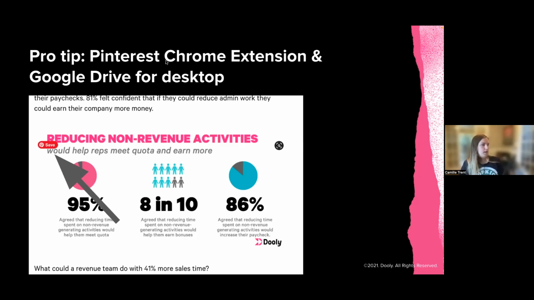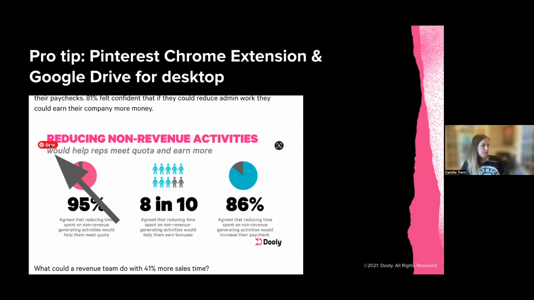And then with that Pinterest Chrome extension, you can see that I can easily save these images. Hopefully these images will already be saved to your Google Drive for desktop, so that they are properly named. So you're optimizing the alt tags, all of that. But let's assume that you also want your sales team or someone else on your team to easily pull information from the blog.